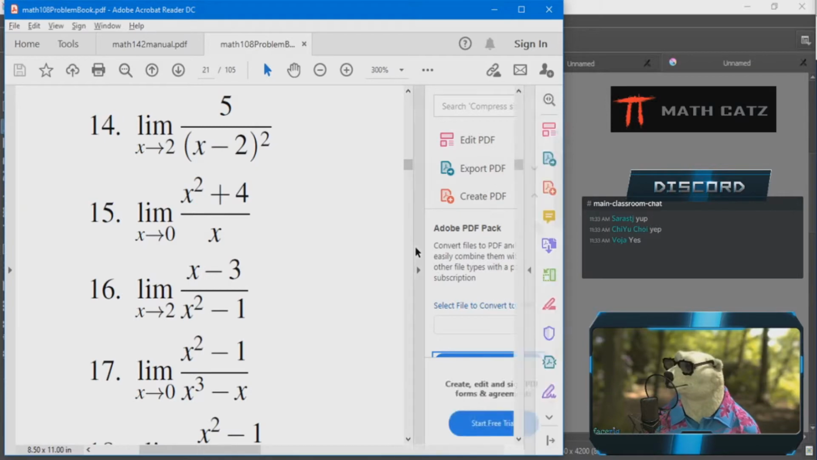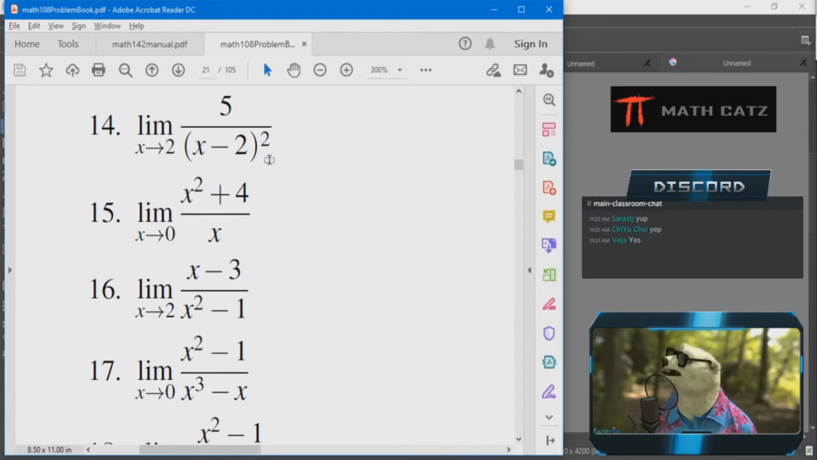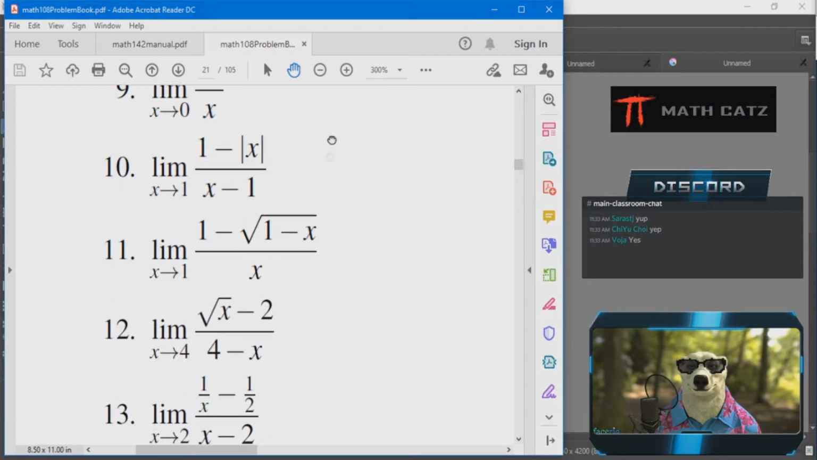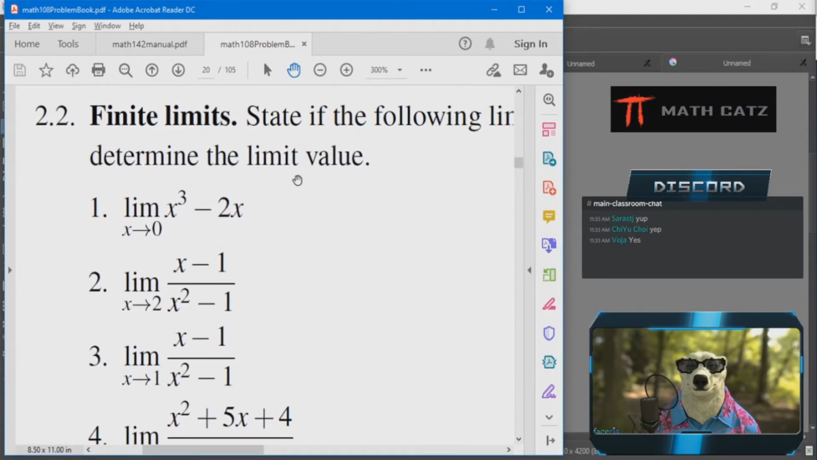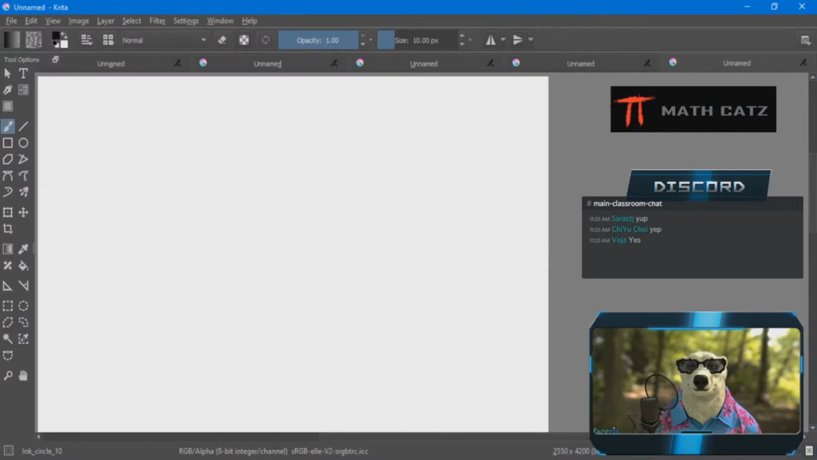All right, so now let me just see which problem set this page is opening on. What is this? Oh, finite limits. Okay, we'll get there soon enough. All right, let me try and remember where we were at. I closed all my pages and I don't remember exactly.